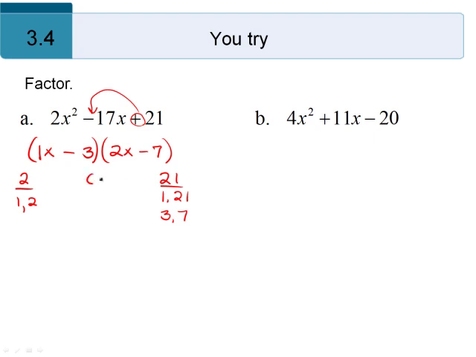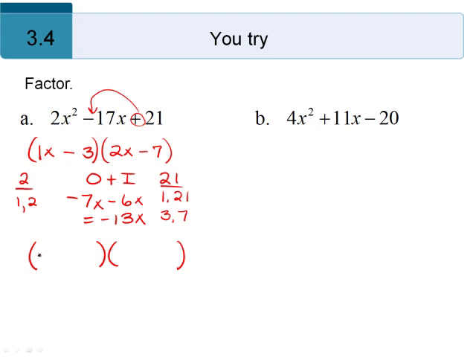Now we need to check the outer plus the inner, the OI. The outer term is 1x times negative 7, that's negative 7x. And the inner terms, negative 3 times 2x, would be negative 6x. That gives you negative 13x. That's close, but it's not right, because we want negative 17. Since I don't have an eraser with this thing, we're going to start over underneath. We've got the wrong number, so I need to switch some numbers.